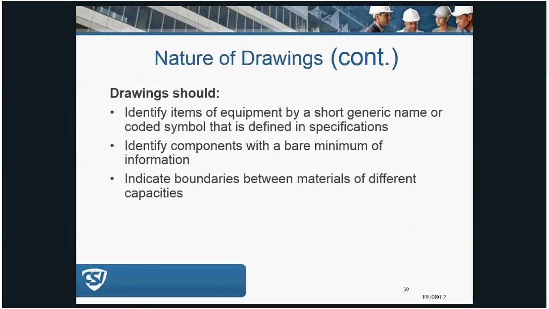Drawings need to identify equipment by a short generic name or a symbol. Identify the components with really a bare minimum of information, and indicate the boundaries between materials of different capacities. Obviously, separating and sometimes expanding upon, exaggerating a separation between a material and a flashing and another material, for example.